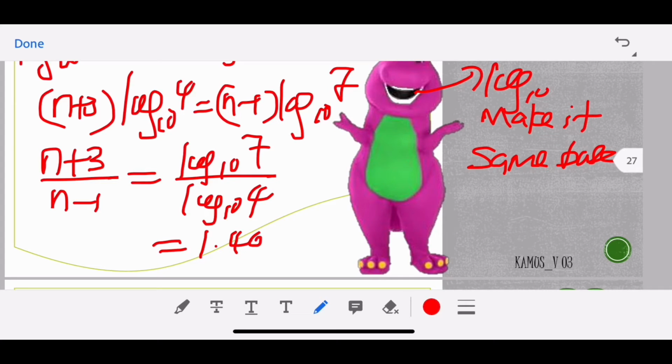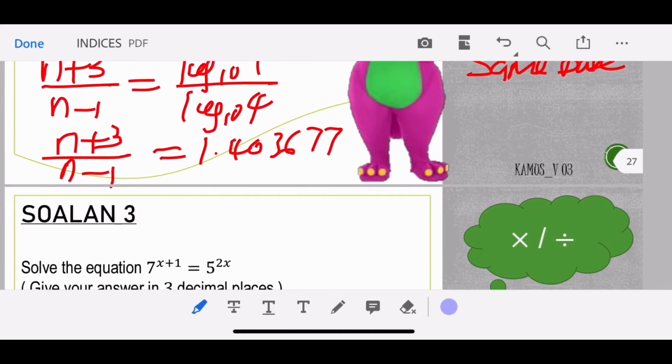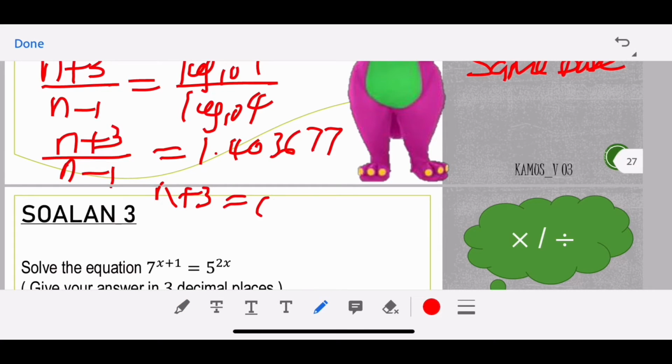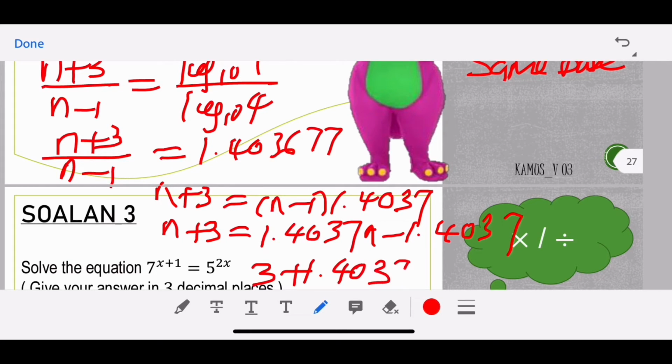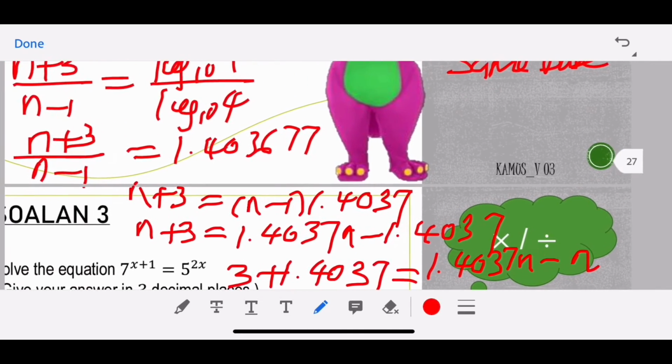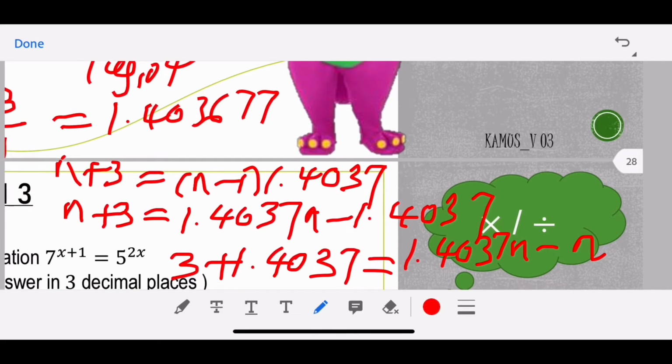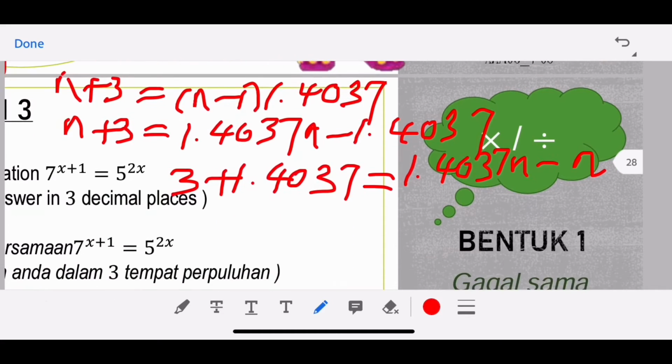I'm having 1.403677 for n plus 3 over n minus 1. I need to cross multiply carefully in order to find n. So we cross the n minus 1 to the right-hand side, so n minus 1 times 1.4037. So n plus 3 equal to 1.4037n minus 1.4037. Then for the n, you take 1.4037n minus 1n, so it becomes 0.4037n. And the negative 1.4037 you bring to the other side, to the left, and you add, so 3 plus 1.4037 equal to 0.4037n.